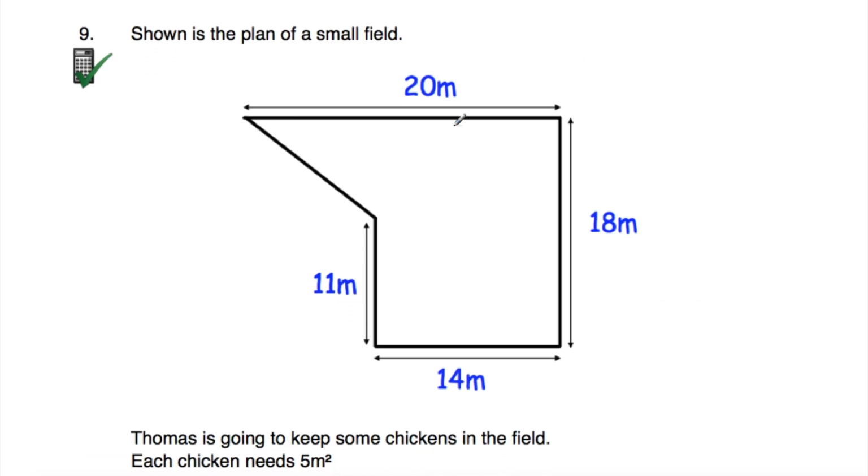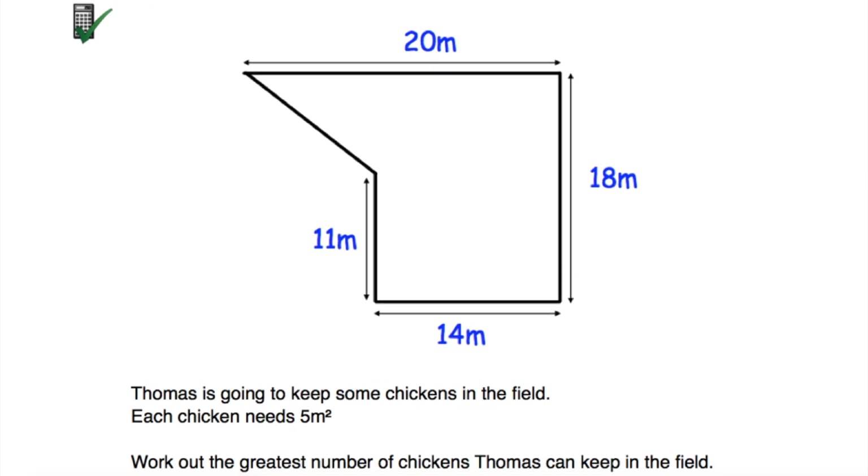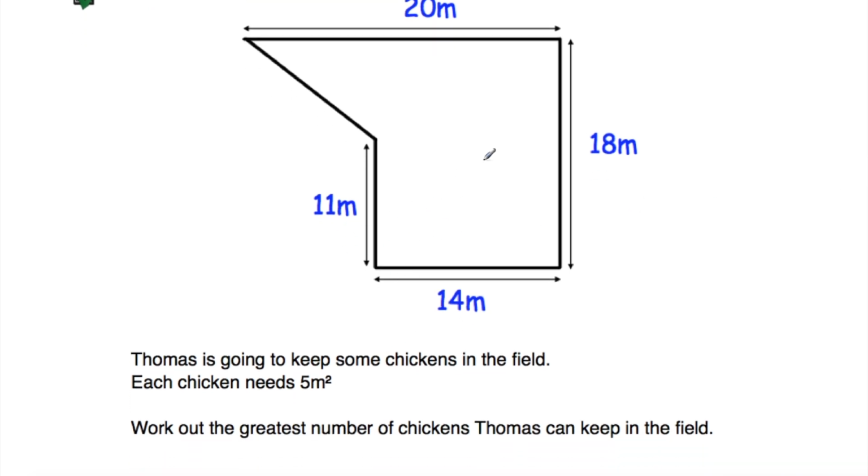So question number 9 says, shown is the plan of a small field. So here we've got the small field, and it says Thomas is going to keep some chickens in the field. Each chicken needs 5 meters squared. So he wants to give the chickens enough space, at least 5 meters squared each. And the question says, work out the greatest number of chickens that Thomas can keep in the field.